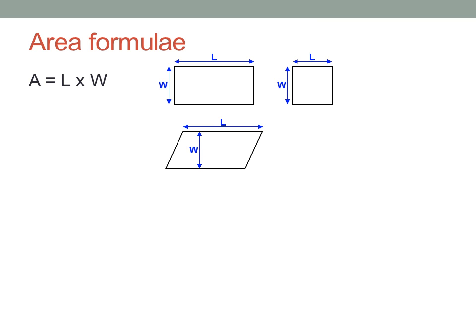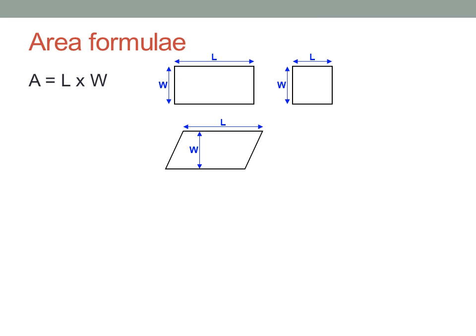What about a parallelogram? Well, would you believe the rule is just length times width again? The key is the width must be perpendicular to the length, the perpendicular width of the shape. Perpendicular means at right angles. Not the length of the sloping side. You need the perpendicular width. You need two measurements at right angles. When you have a length and a perpendicular width, you just multiply them to get the area.